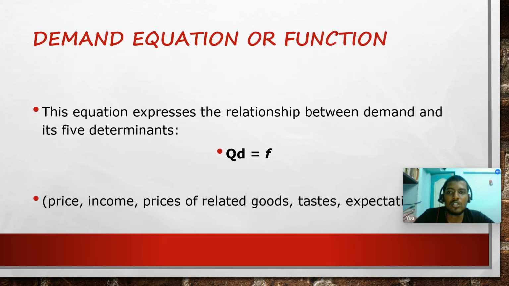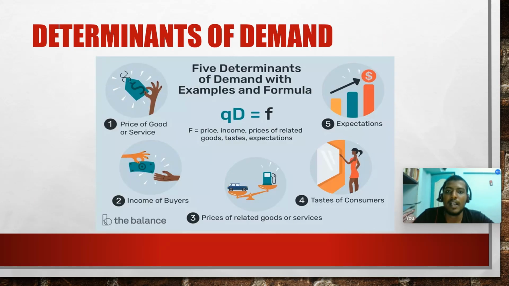Next we are going to discuss the demand equation, or demand function as we call it. This equation expresses the relation between demand and its five determinants: Qd = f(price, income, price of related goods, taste, expectations). We are going to discuss this in this picture. We get all five in one equation, which is called Qd = f.